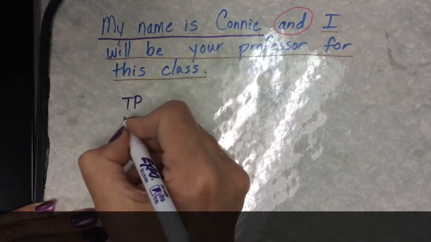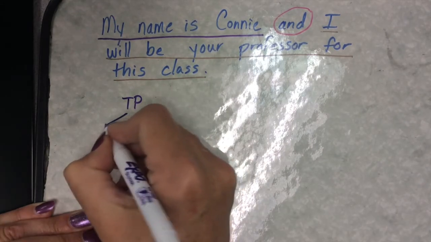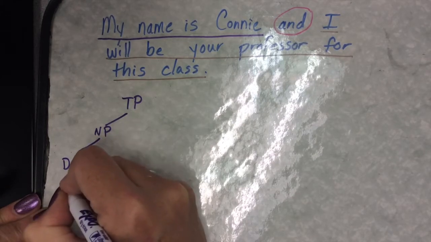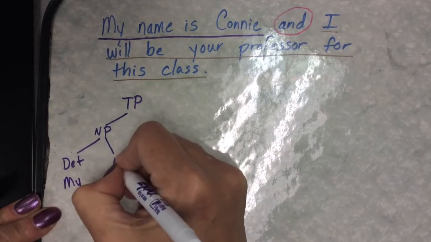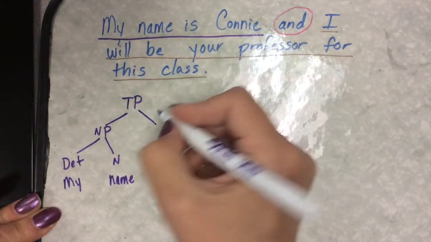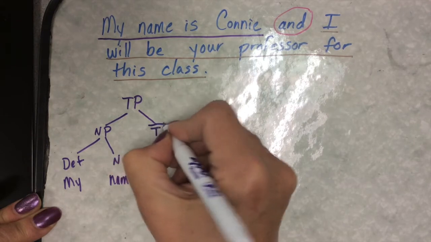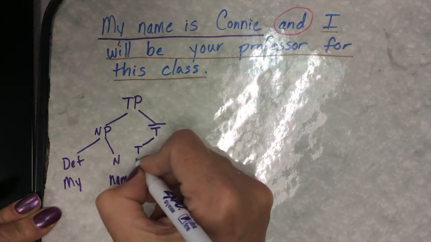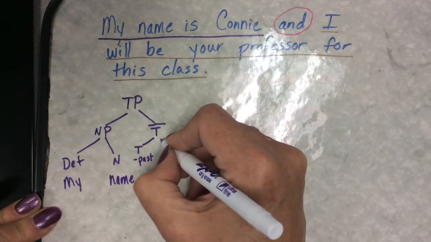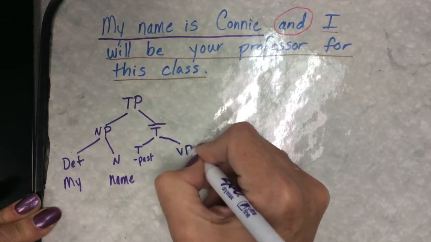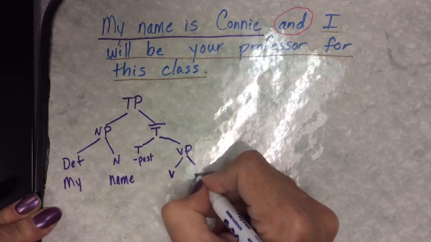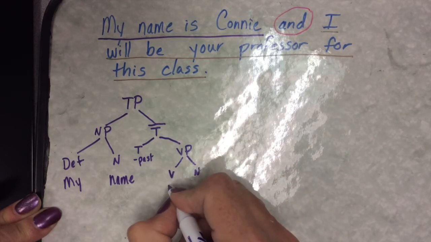Total phrase. We have a noun phrase, my name. That's a determiner, my, and the noun name. The verb phrase of that sentence is Connie. So let's mark the tense. It's minus past because it is present. And then we have our verb phrase, which is the verb is and the noun Connie.